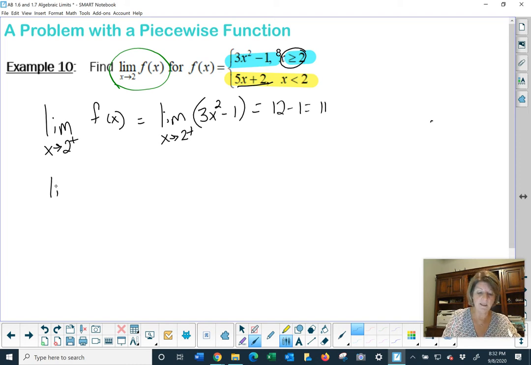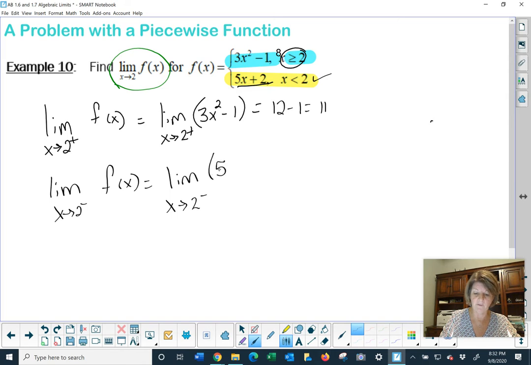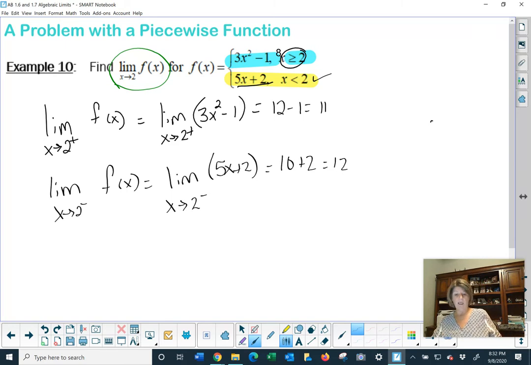For the limit to exist, the left has to equal the right, so let's check out from the left side of our function, which puts us into the yellow rule. The limit as x approaches 2 from the left, that would be the linear function 5x plus 2. If I plug 2 in, I get 10 plus 2 equals 12. And these indeed are not equal.